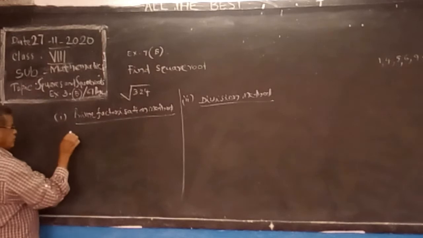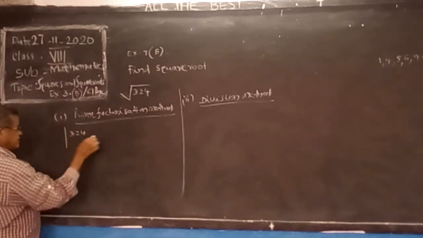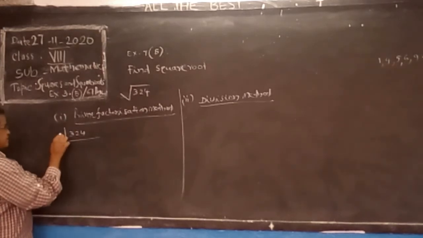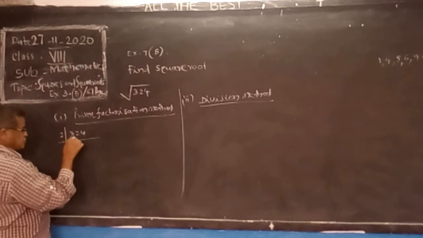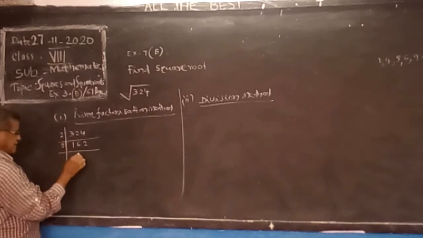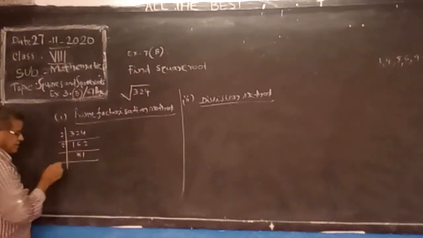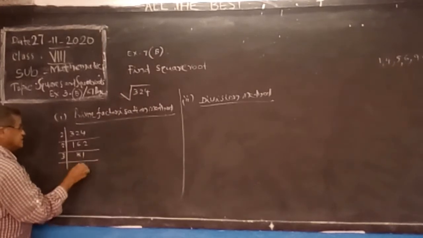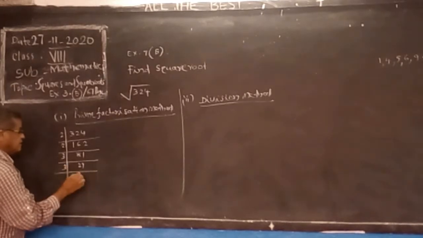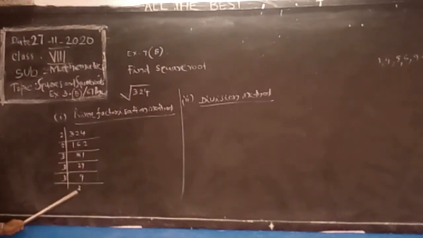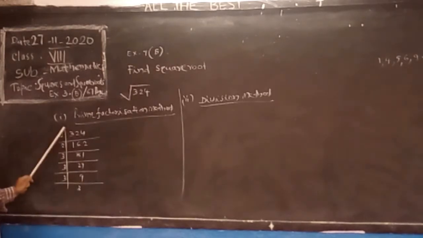See 324. Prime factorization. Let us write the prime factors. Start from 2. 2 1s are 2, 2 6s are 12, 2 8s are 16, 2 1s are 2. 81 is not divisible by 2, so you go to 3. 3 2s are 6, 3 7s are 21, 3 9s are 27, 3 3s are 9. So like this, we are finding the prime factors of a given square.